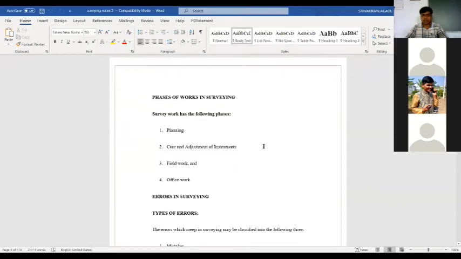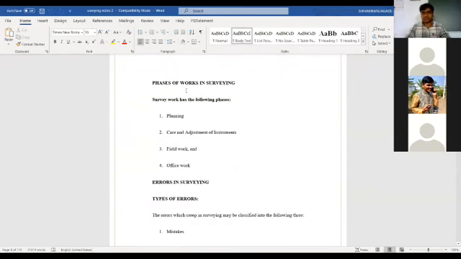Now coming to phases of work in survey. What are the phases you're going to have in surveying? The following phases will go one by one. Number one, planning. If you are going for any construction or execution of any building or industry, to build anything you first need to have a plan, right?